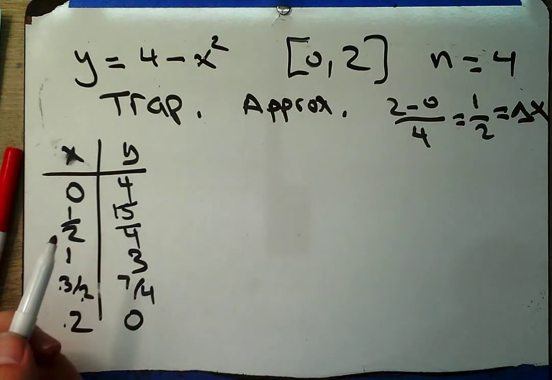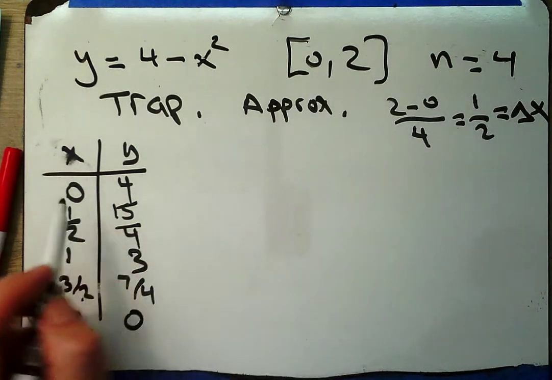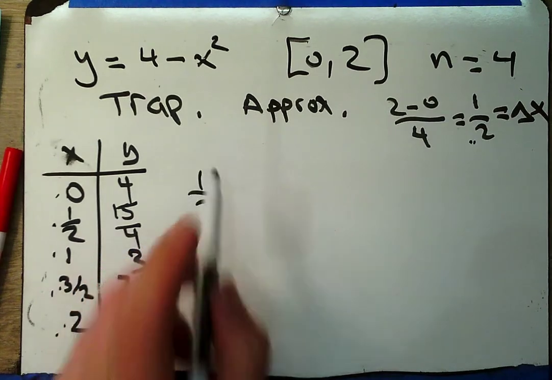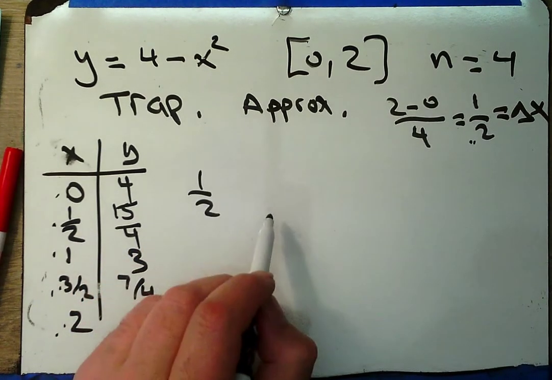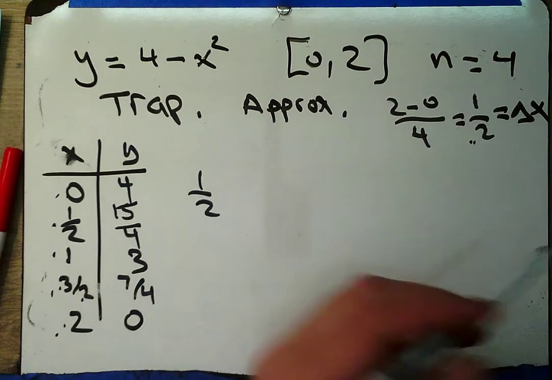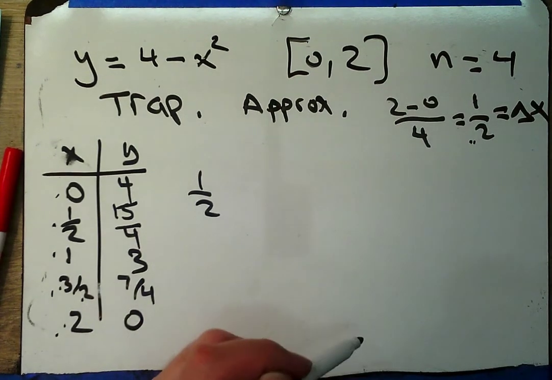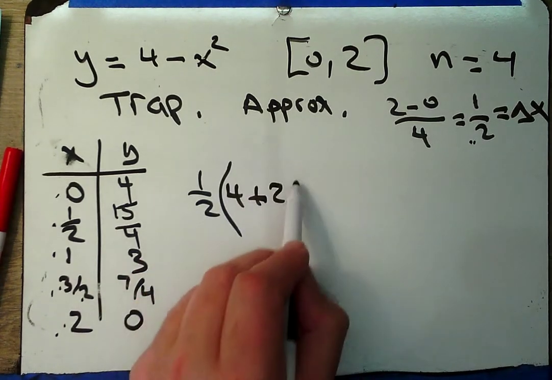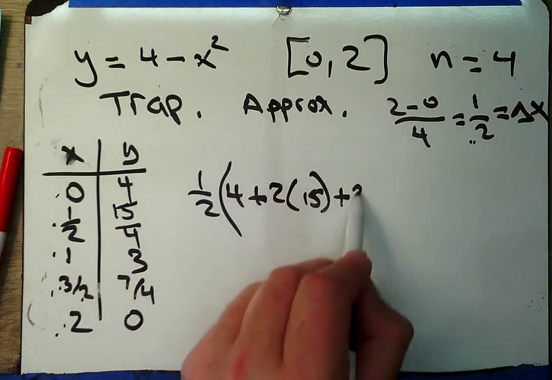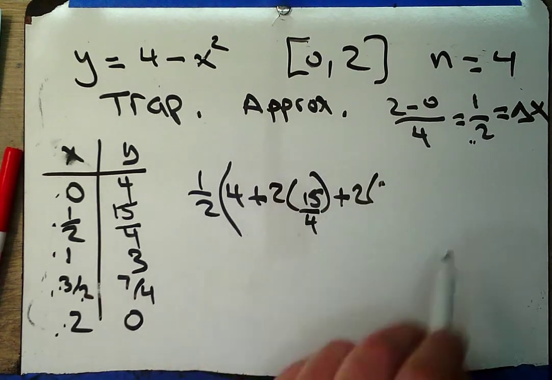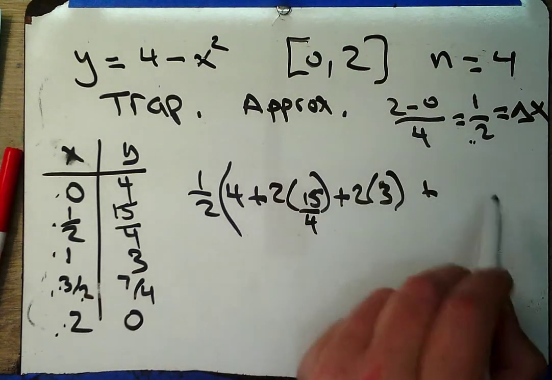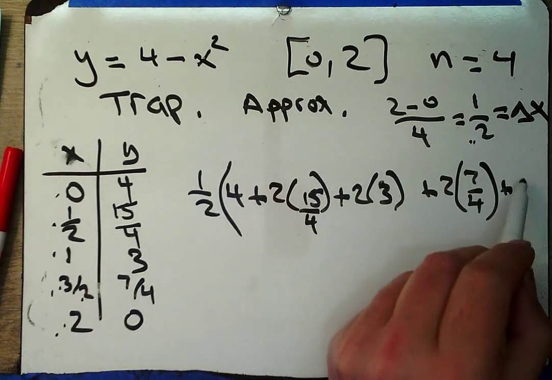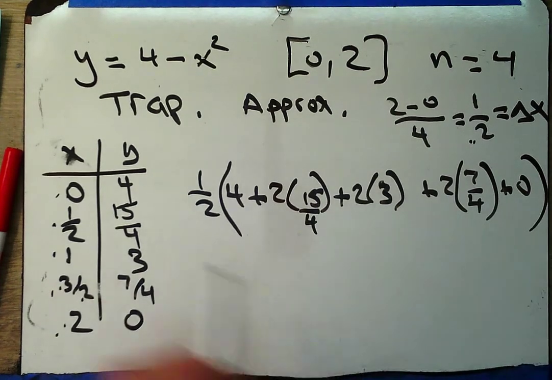So what's my trapezoid approximation going to be? Well, the subinterval width is the same everywhere. The subinterval width is 1/2. And because the subinterval width is constant, I can use my shortcut. So, what's wrong with what I'm writing? 1 of the first type, 2 of the second, 2 of the third, 15/4, 2 of the third, 2 of the fourth, plus 1 of the last one. What's wrong with this?